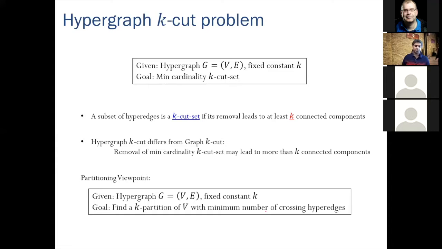And we take the partitioning viewpoint in this work as it is helpful while designing algorithms. In fact, hypergraph partitioning problems were introduced as early as 1976 by Lawler. There are several interesting objectives while considering hypergraph partitioning. In this work, we consider the k-cut objective, which is to minimize the number of crossing hyperedges.